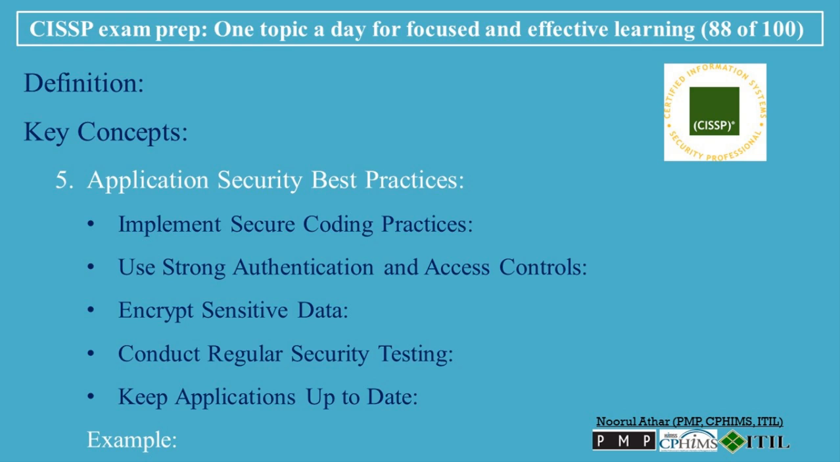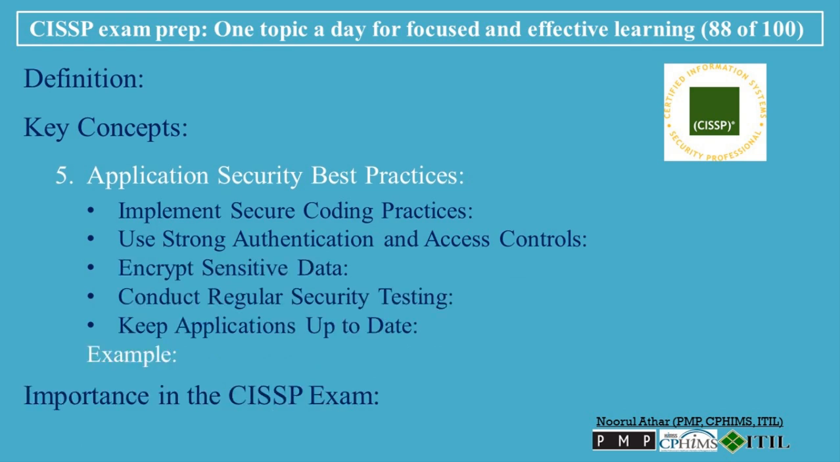Importance in the CISSP exam. Application security is a key concept within the software development security and security operations domains of the CISSP exam. CISSP aspirants must understand common application vulnerabilities, how to integrate security into the software development lifecycle, SDLC, and best practices for secure coding and testing. Exam questions may focus on preventing vulnerabilities like SQL injection, secure coding techniques, and the role of security testing in protecting applications.